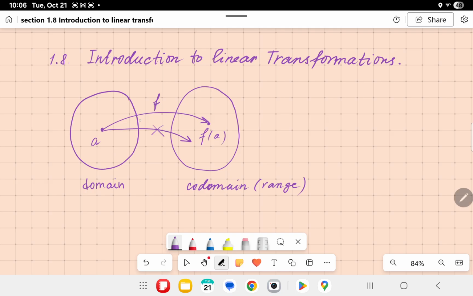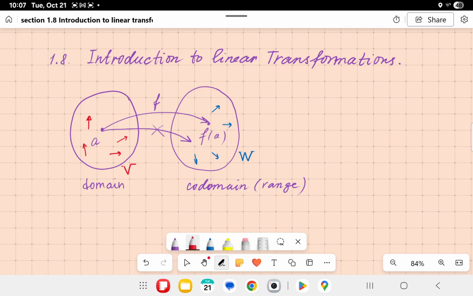Now, imagine that domain is not just a set of any objects, but a set of vectors. Imagine that we have a bunch of vectors here. And our codomain or range is also not just a set of objects, but a set of vectors, or a vector space. I'm going to label this vector space W and this vector space V. Then the function which is making this relation is going to have a special name. It's going to be called a transformation.